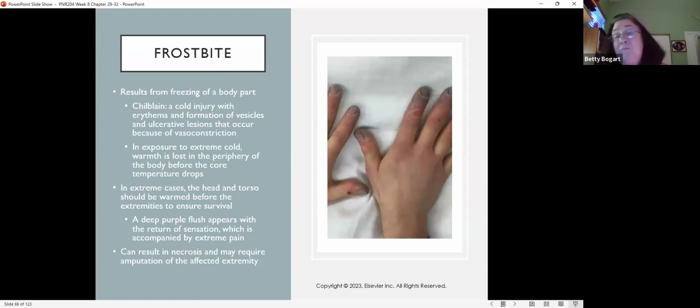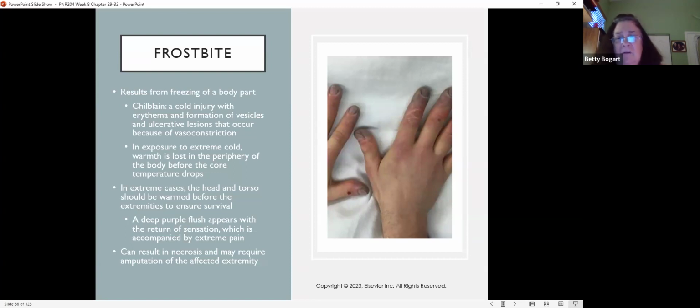Frostbite. Frostbite is real, and it's because an area gets cold and doesn't warm up quickly enough. So chilblain is a cold injury, and it happens now. You get erythema, redness, you get vesicles, you get all this vasoconstriction. Your body area there is dying underneath. It's extreme cold, and it has basically had the tissue die. And now you're going to see the results of that.